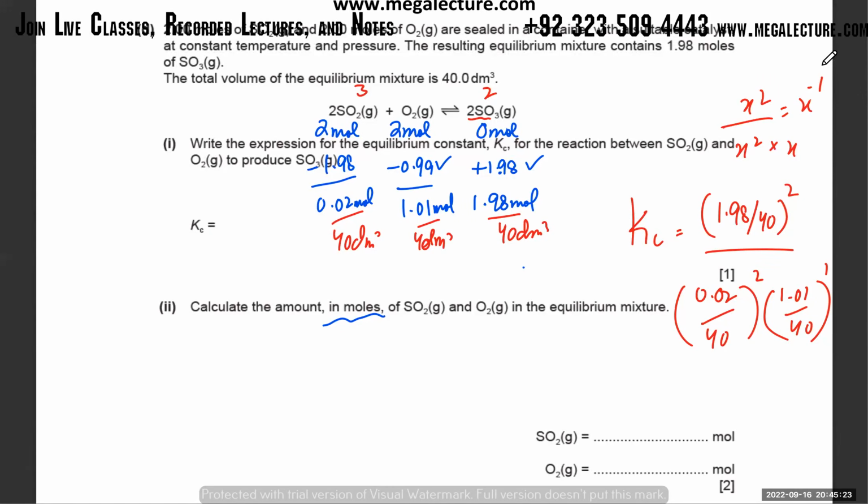Okay, sir. So we'll continue in the next class. We'll do the other types of Kc questions. We just did one type of question, which is finding Kc. The other one is where the Kc will already be given to you. So we'll do that in the next class.